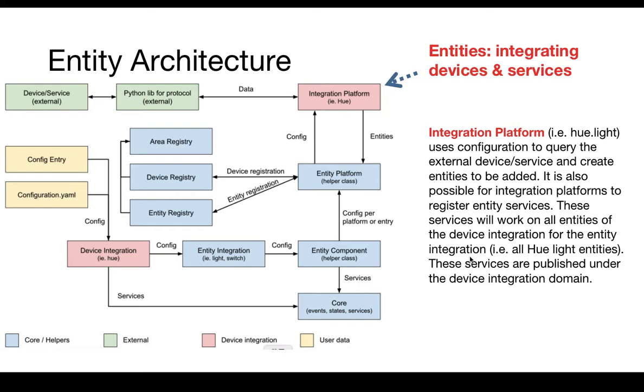The integration platform, such as light, uses configuration to query the external device or service and create entities to be added. It is also possible for integration platforms to register entity services. These services will work on all entities of the device integration. For the entity integration, such as light entities, these services are published under the device integration domain.